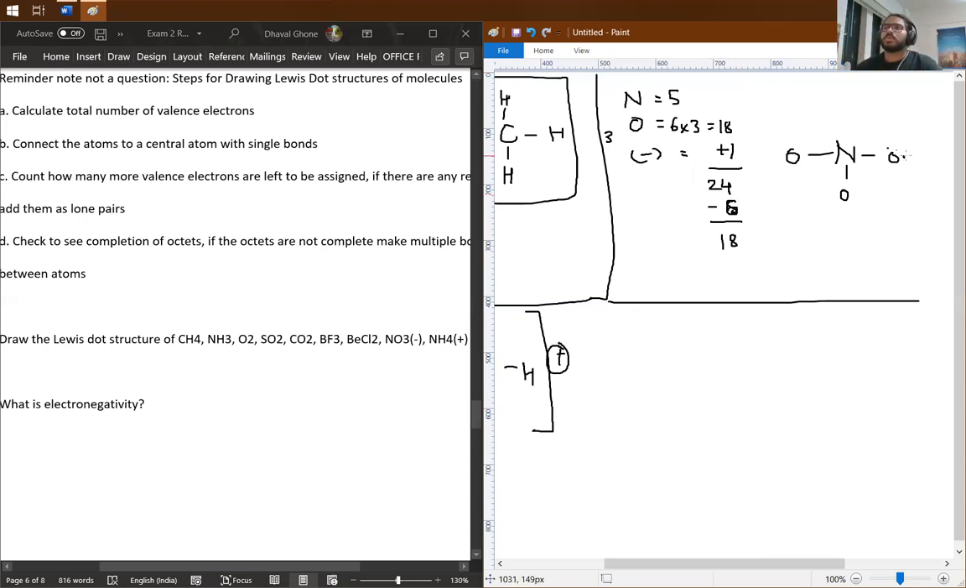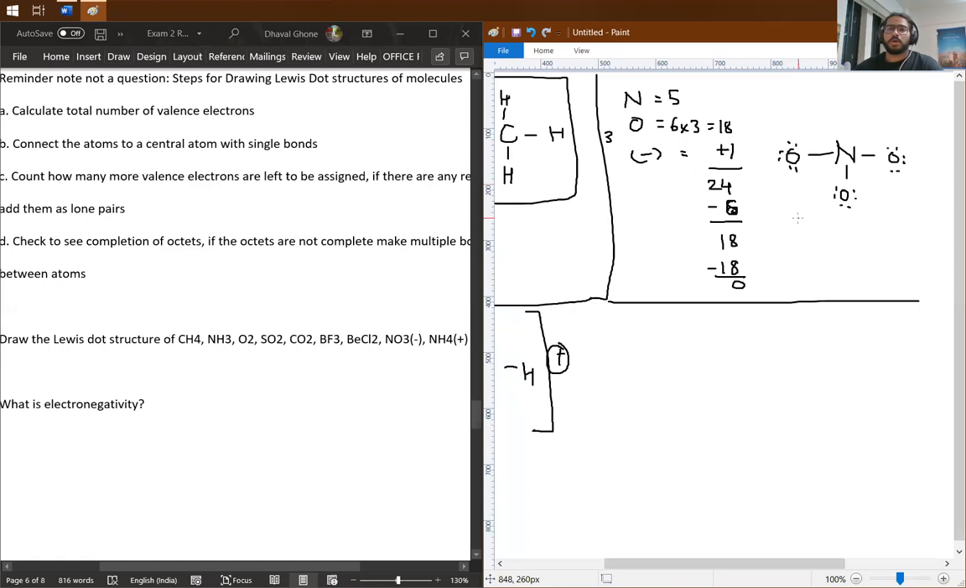1, 2, 3, 4, 5, 6, 7, 8, 9, 10, 11, 12, 13, 14, 15, 16, 17, 18. I'm going to assign 3 lone pairs to each because 3 lone pairs plus 1 bond gives you an octet. So it completes the octet of the oxygen. So I move to the next one after that. And so I've assigned all my 18 electrons. I have none left to assign.